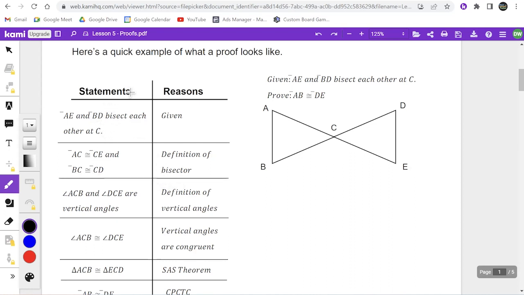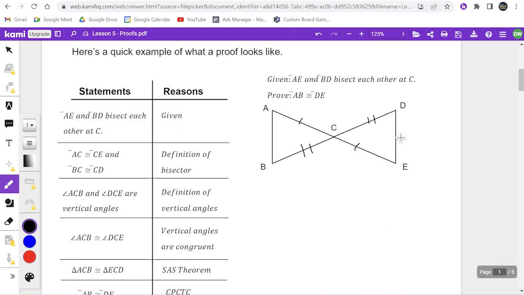The first statement, there's always a list of statements and then reasons. The first statement should always be your given. It always goes first. The next statement is the definition of a bisector. In other words, see how we're saying AC and CE are congruent? That's one tick mark here, one tick mark there. And then we say the same thing for BC and CD. Two tick marks there, two tick marks there. And again, the reason why we're saying this is because of the definition of bisector. It cuts something in half, if you remember.